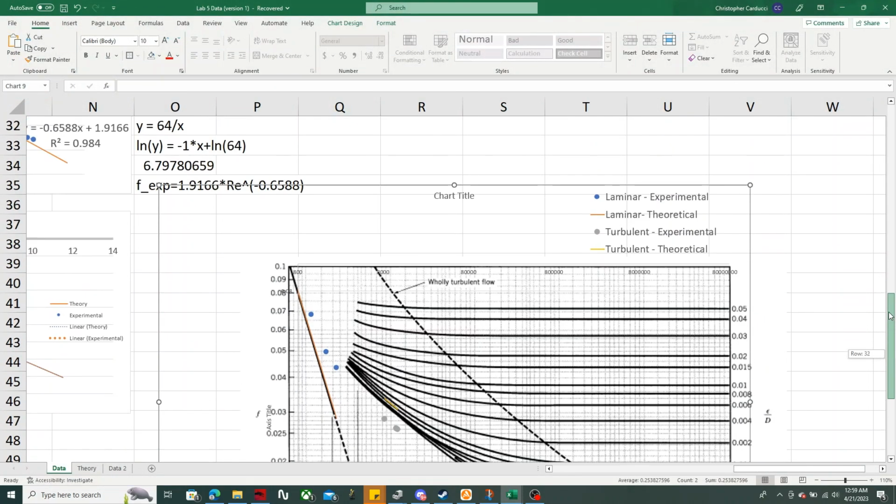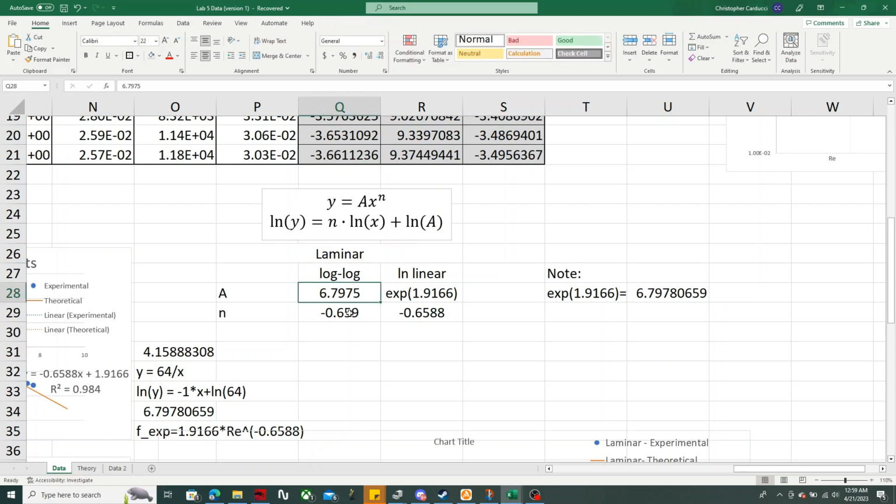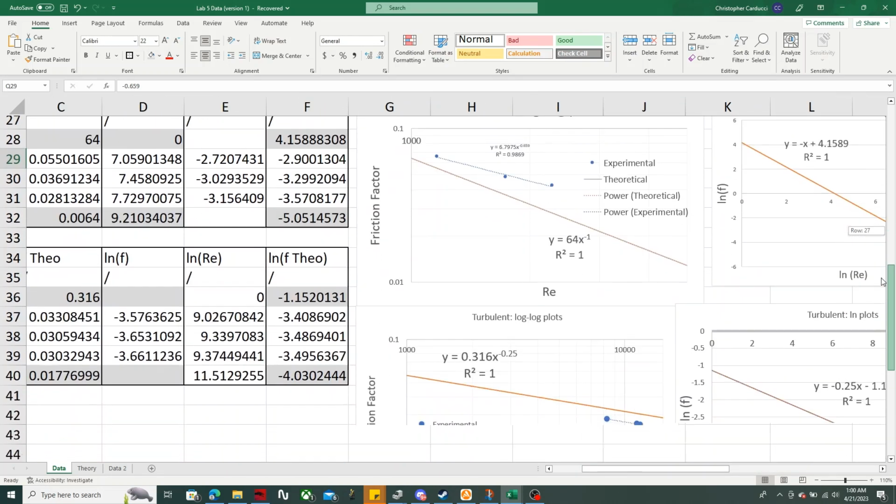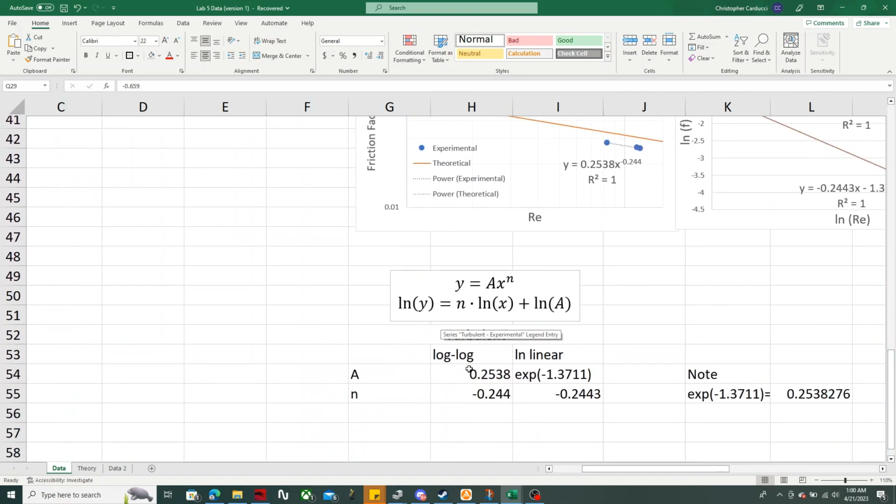Okay, that's basically it. The best way to compare those values, if you look here, once again, all I did was look at whatever the coefficient was and the exponent it was raised to, and then I just compared it. So ideally, this is supposed to be 64, this is supposed to be -1 for laminar. For turbulent, you can see here, A is supposed to be 0.316, and N is supposed to be -0.25. This one's actually pretty close. So that's satisfactory enough, and maybe give an explanation of why. But that's all I have for you.